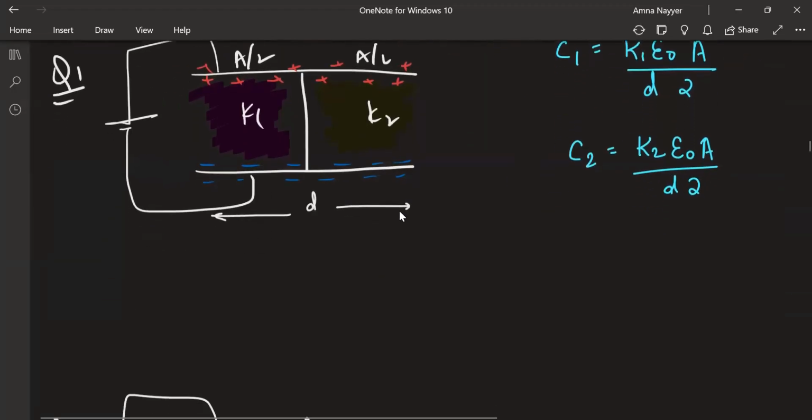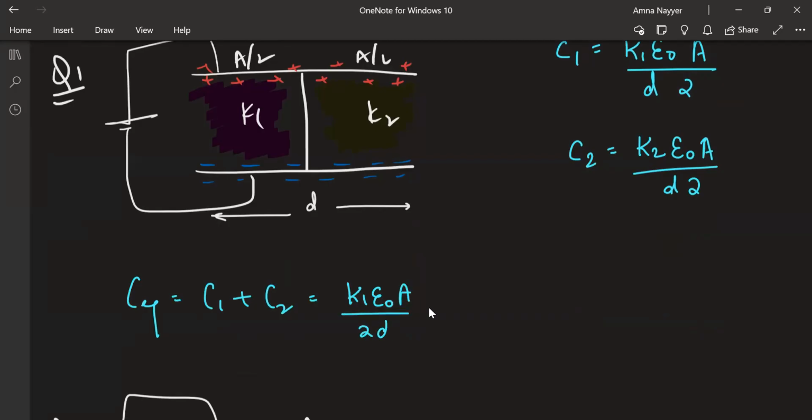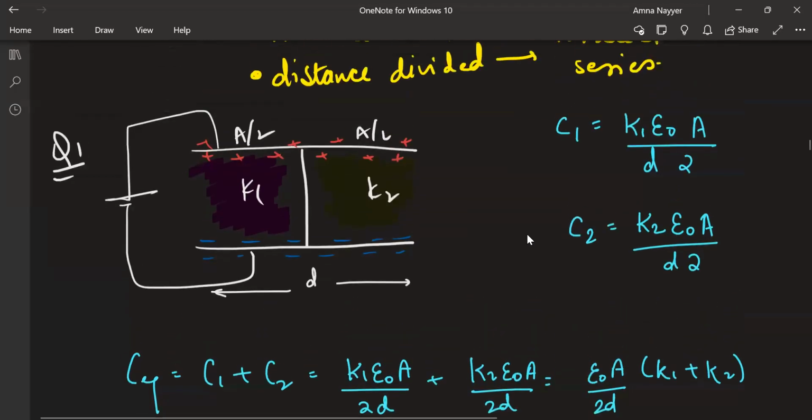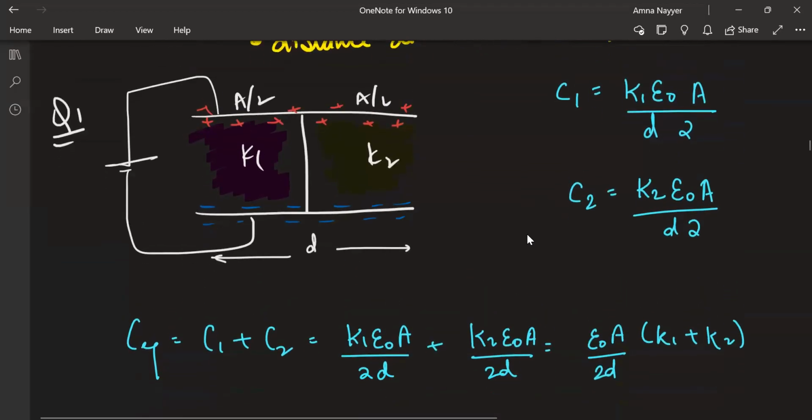And in parallel connection, C equivalent is given by simply C1 plus C2. It will be K1 epsilon naught A by 2D plus K2 epsilon naught A by 2D. So we take epsilon naught A by 2D common and we are left with K1 plus K2. Got it? Easy? This part is easy? Did you understand it? Yes, ma'am.